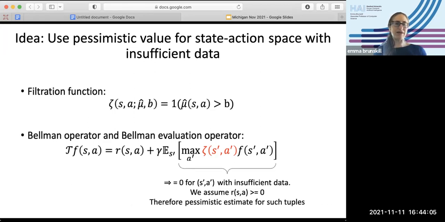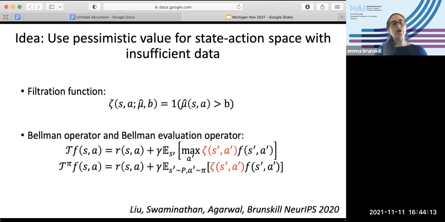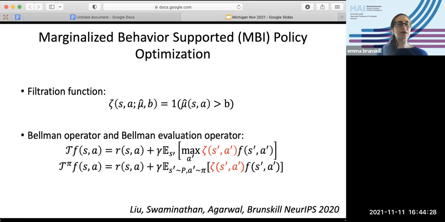And we can do this either for a Bellman operator, where we're trying to do value function iteration, or if we're doing policy evaluation. And so again, it's a simple idea of saying we're just going to be conservative. If we don't have support, then we're going to assume the value of those states and actions is 0. And we call this marginalized behavior supported policy optimization.